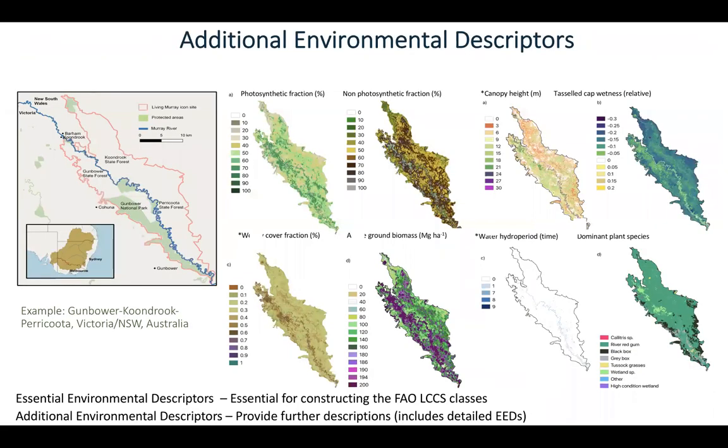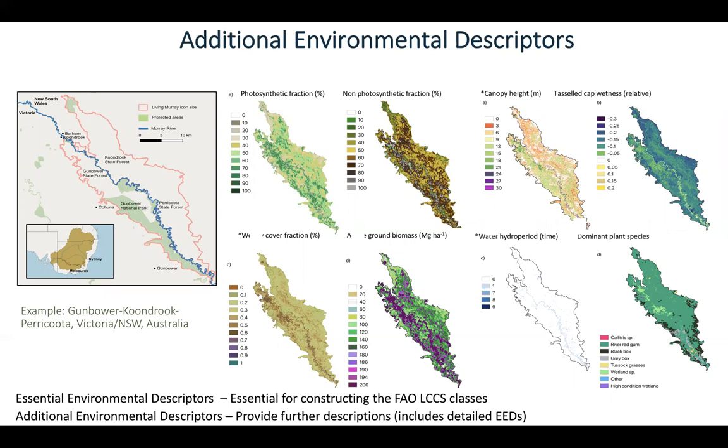So these are the ones that you can provide further descriptions, and this is an example for the Gunbower Killarney forest between Victoria and New South Wales in Australia. And here we have, again, a range of additional descriptors which describe the land covers. So we've got natural terrestrial vegetation, for example, and you can describe the amount of green and brown material, the height from, say, ICESat or GEDI, tasseled cap wetness, woody fraction, above ground biomass, water hydro period, and dominant plant species. So again, above ground biomass comes from CCI biomass.